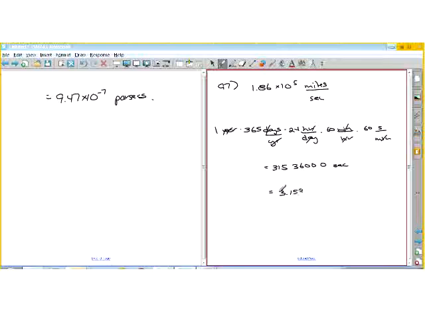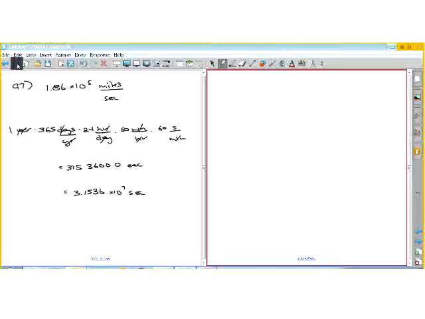And we can write that in scientific notation. It's going to be 3.1536, 1, 2, 3, 4, 5, 6, 7, times 10 to the 7th seconds. So now all I have to do is multiply this times that. So if you take 1.86 times 10 to the 5th miles per second times 3.1536 times 10 to the 7th seconds per year.